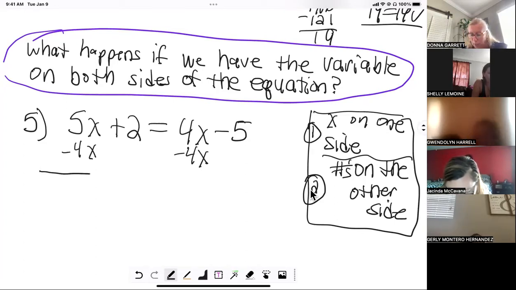And then I do like this big line, like you're going to add. We're going to add down. We're going to simplify. So 4x minus 4x, that's 0. I just moved that 4x to the other side. We're good.